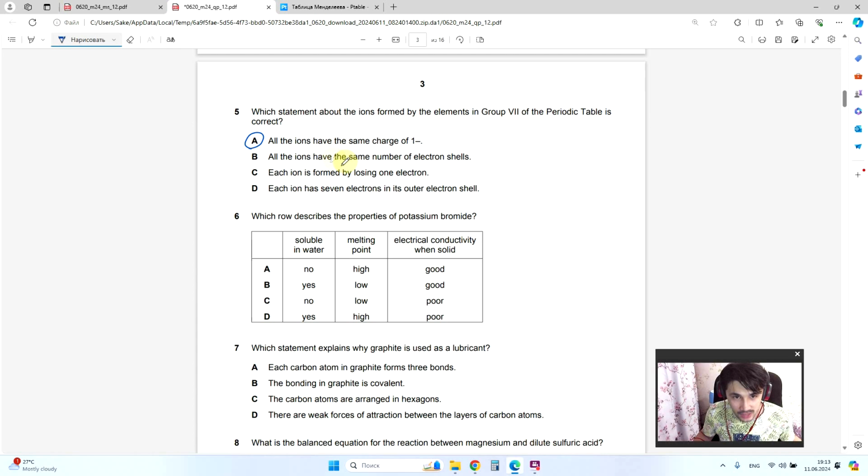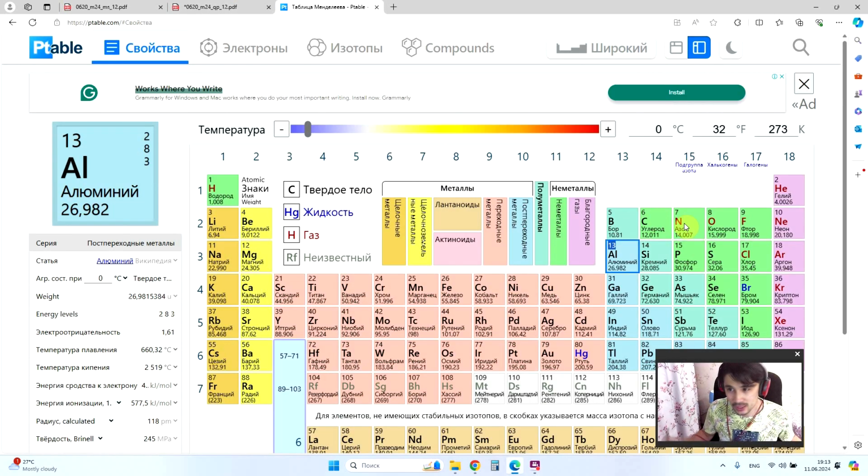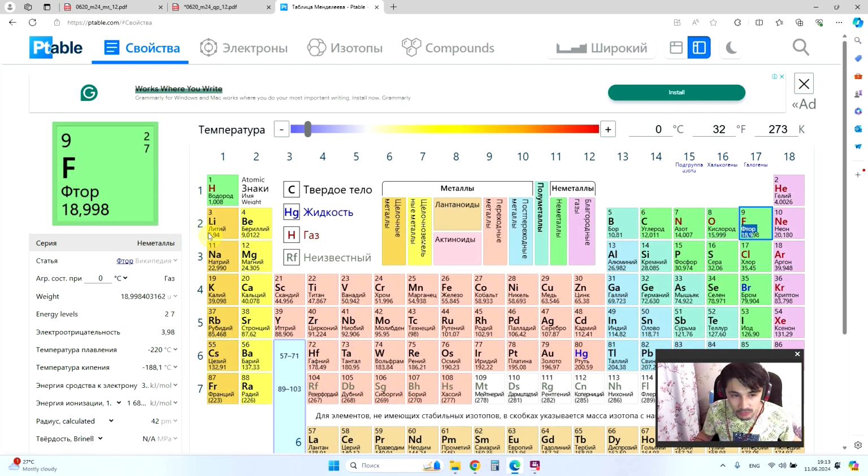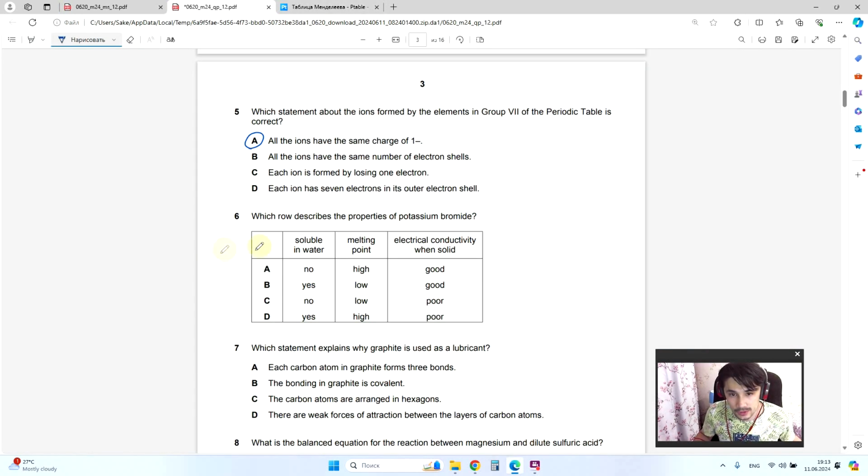So all the ions have the same number of electron shells. No way. So number of electron shells can be described just by looking at the number of periods. So fluorine is in the second period, so it has 2 shells. Chlorine is in the third period, so it contains 3 shells, etc. So not our option. Each ion is formed by losing one electron. Nope, they are produced by gaining electrons. So this is not the correct part of the statement.